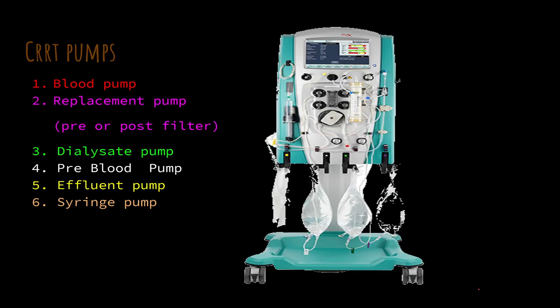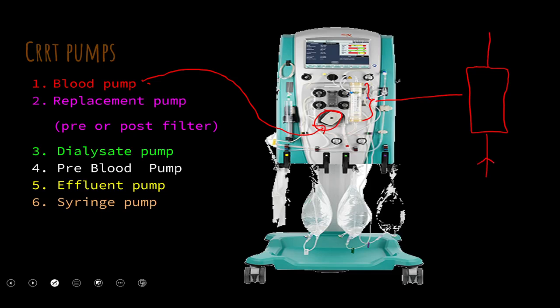All right, let's take a look at some of the pumps that we have on the CRRT machine. We'll start with the blood pump, which is this big circle you see in the middle of the CRRT machine. What the blood pump does is take fluids from the patient and run them through the hemofilter. This right here is the hemofilter, and we'll talk about it some more in the next slide. It runs the blood through the hemofilter and gives it back to the patient.